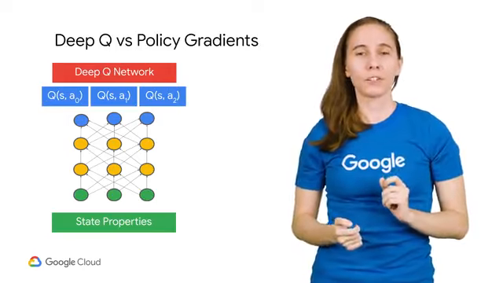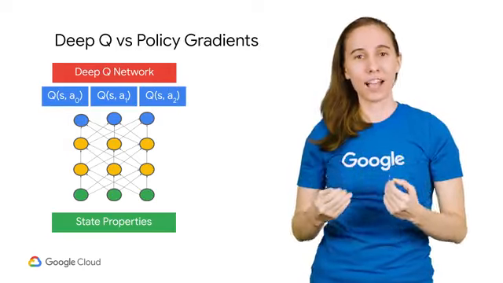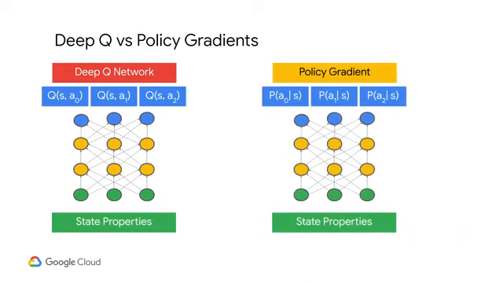For deep Q networks, we built a network that takes in state properties and predicts the value of each action. On the other hand, policy gradient-based algorithms take in state properties and return the probability we should take an action given the state we're in. This can be extremely useful for a couple of reasons.